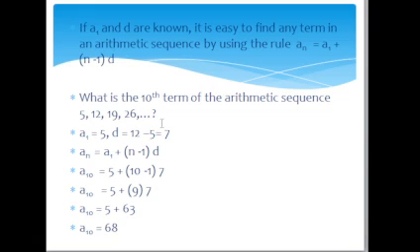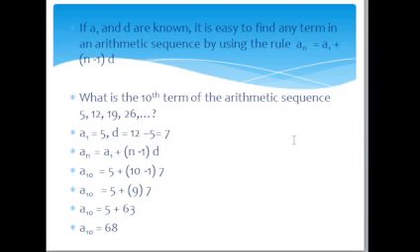Next, you're going to find the d or the common difference. You have to subtract the first term from the second term. So we have 12 minus 5 is 7. We can have also 19 minus 12 is 7 or 26 minus 19 is 7. So their common difference is 7.